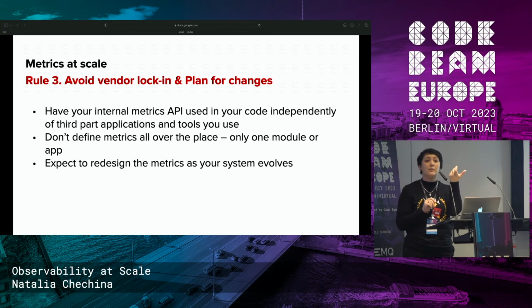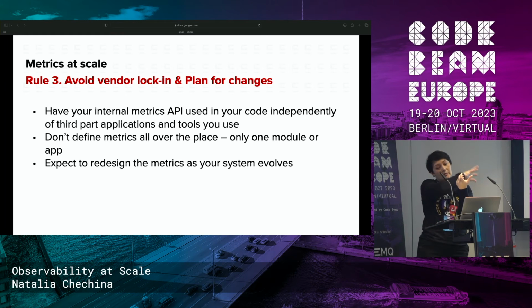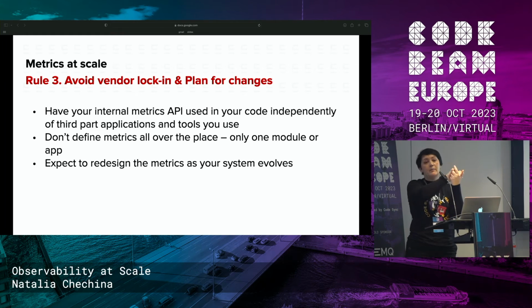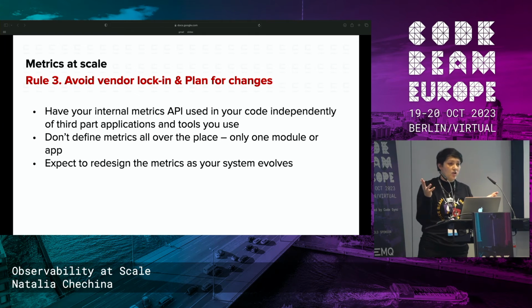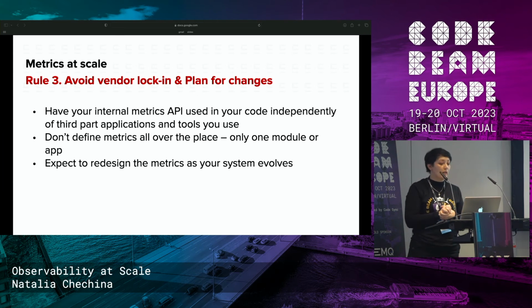Have an API where your system calls an API and the API calls the tools. You focus them in one module, in one application, so when you need to change that, you can quickly work in one application. That's much easier to get permission for. And plan for change, right?